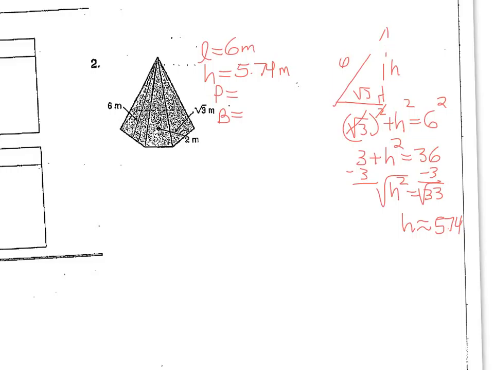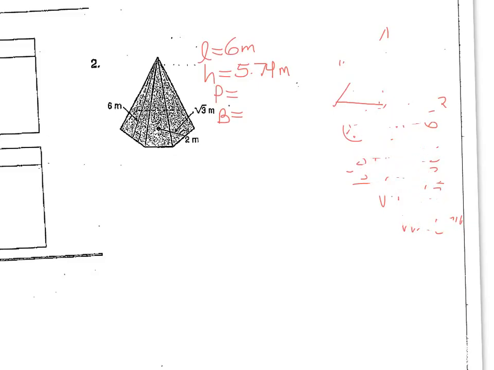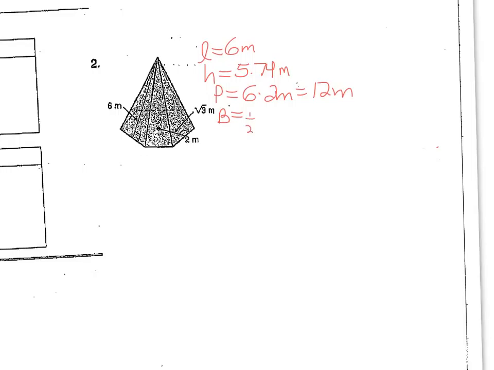Let me erase this so that I can have that space. Now, what about the perimeter? That is 12 because it's a hexagon, so it's 6 times 2, and that gives you 12 meters. And the area of the base? Well, how did you get that number?